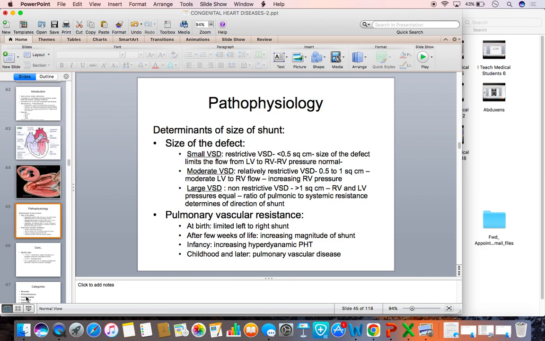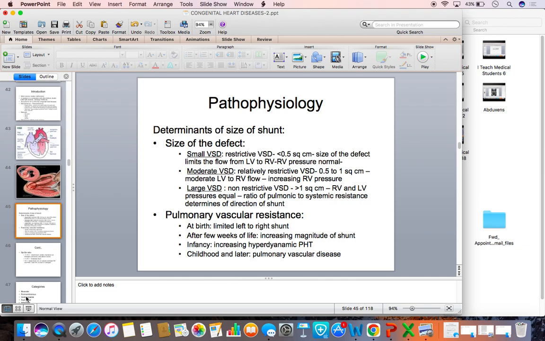Coming to the vascular resistance. At birth, pulmonary vascular resistance is very high. That results in a limited shunt across the defect, and so the infant at birth is usually asymptomatic. After a few weeks of life, there is an increasing magnitude of shunt because of the falling vascular resistance due to the remodeling of the pulmonary vasculature. During infancy, there is increasing blood flow to the pulmonary circulation because of the fall in vascular resistance. That results in hyperdynamic pulmonary hypertension.